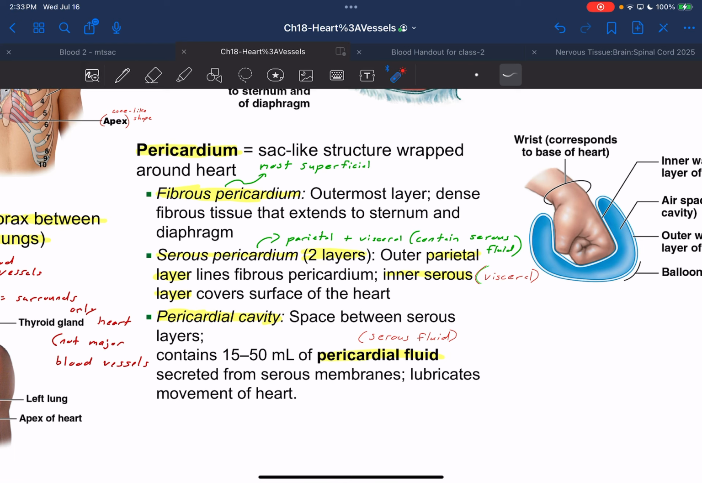We'll have one more annoying thing to add after this. It'll be confusing, but it'll involve these 3 structures. So take a moment. Cavity made by 2 layers. The 2 layers together are called serous pericardium because it contains serous fluid, which is pericardial fluid. And there's an outer layer called fibrous pericardium. These will come back in a second. We'll need them again.